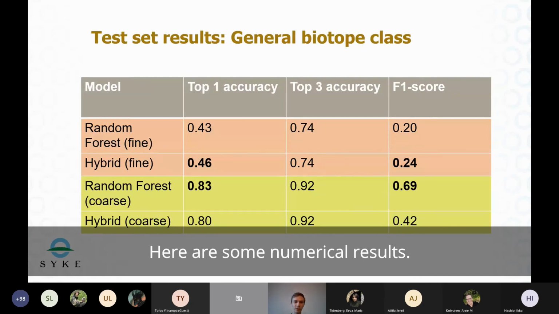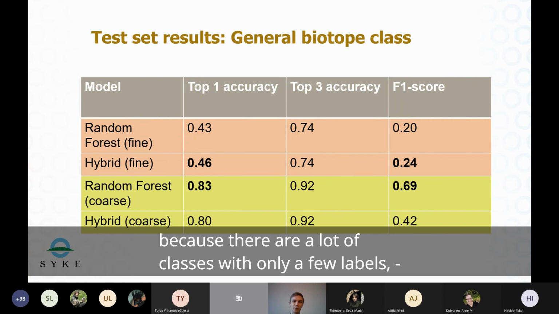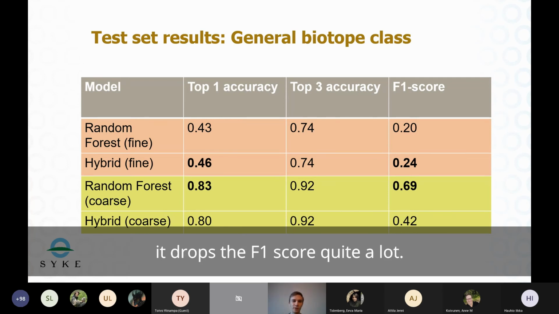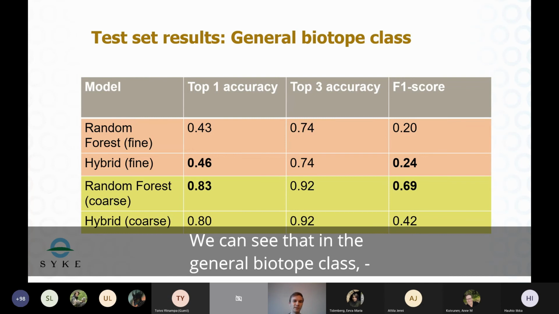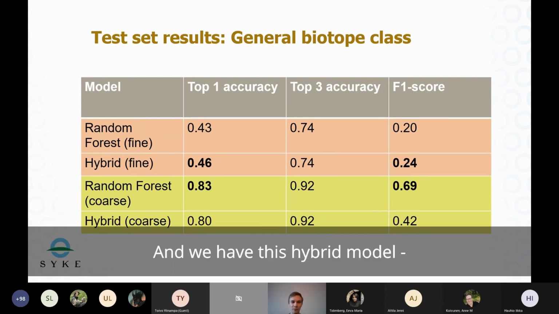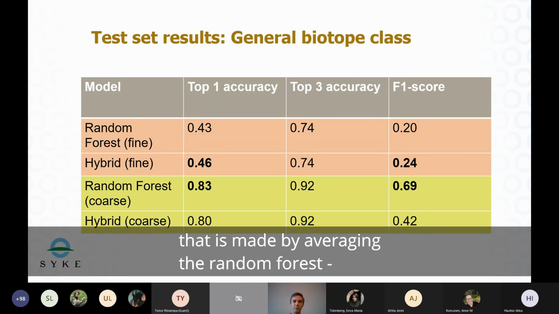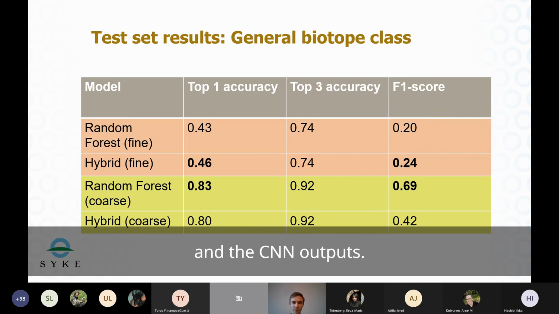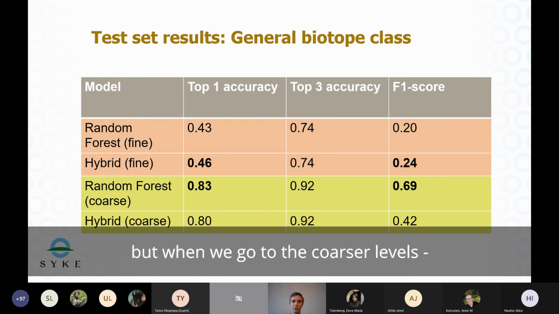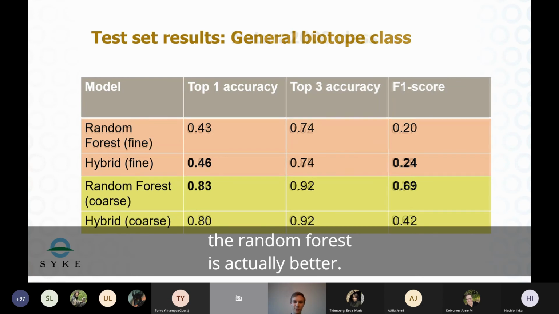Here are some numerical results. These have quite a skew, for example in the F1 score, because there are a lot of classes with only a few labels. So if the model fails at even a few classes, it drops the F1 score quite a lot. We can see that in the general biotope class, the top 3 accuracy is fairly good, even though it's a really challenging problem. And we have this hybrid model that is made by averaging the random forest and the CNN outputs. We can see that in this finer classification level we get better results, but when we go to the coarser levels, the random forest is actually better.